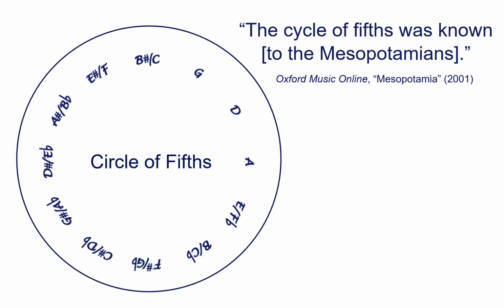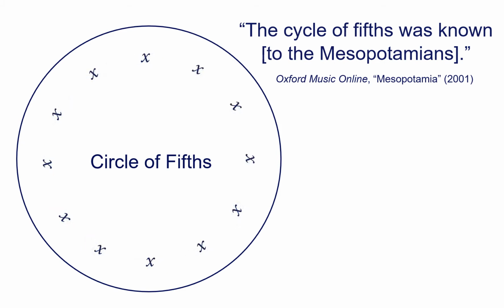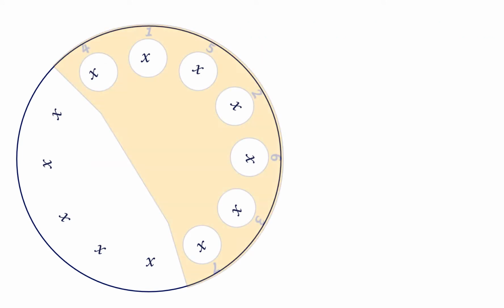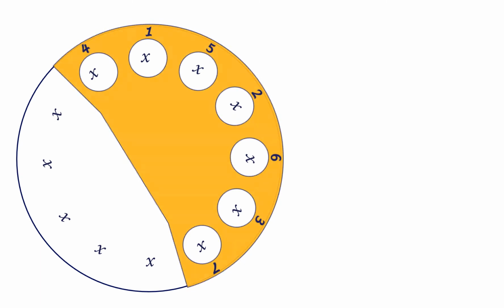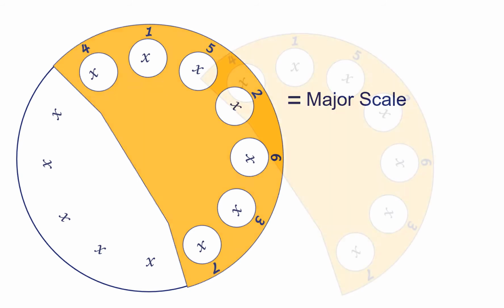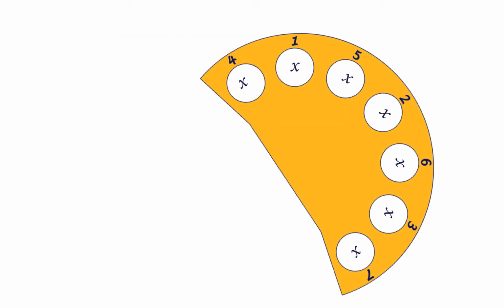The Mesopotamians knew the 12 notes that make up the circle of fifths, but they didn't give these notes names. But like us, they did select 7 notes from the circle of fifths to create a scale, and their scale is the direct ancestor of the major scale we use today. The Mesopotamians didn't even name the 7 notes of their scale.